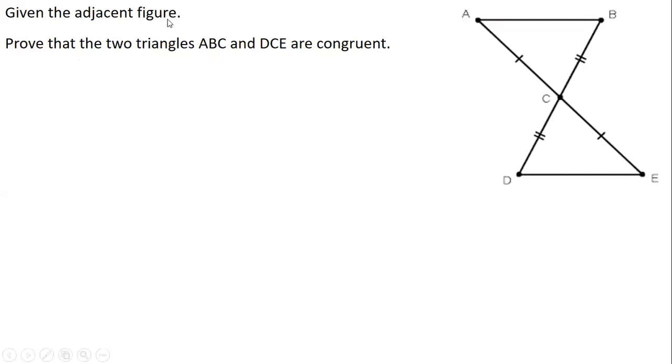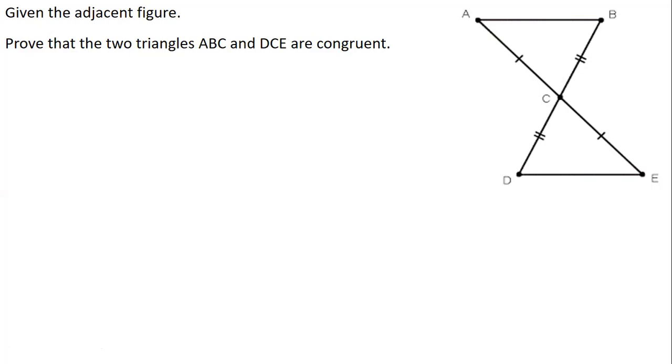Karam, please start reading the question. Given the adjacent figure, prove that two triangles ABC and DCE are congruent. Let's look at the figure, Karam, here. This is triangle ABC, the upward triangle, and this is triangle DCE, the downward triangle, right? Yes. We should see, Karam, how can we prove that these two triangles are congruent?